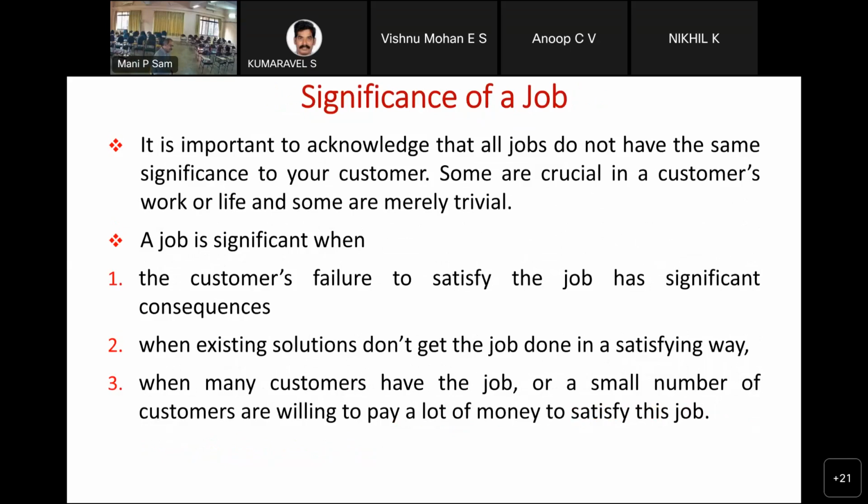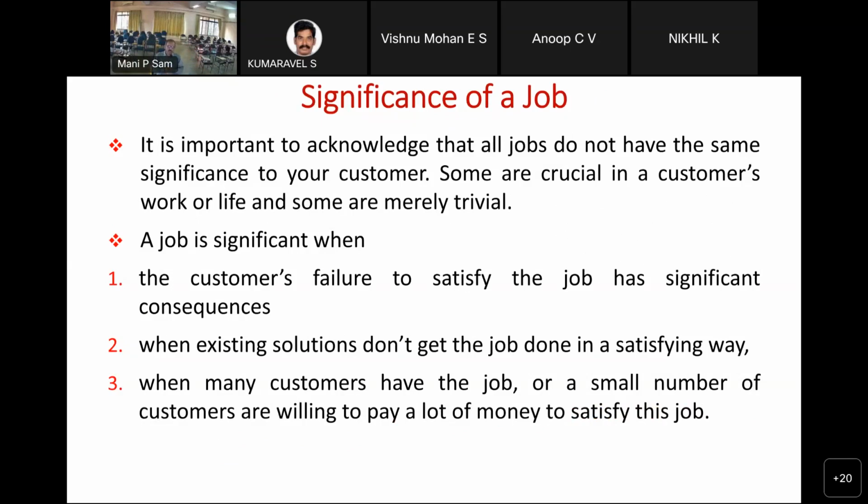And again, are all these jobs important or significant? After all, we are in business. So if you are in business, you really need to look at whether the job is significant. Is it crucial in a customer's work or his life, or a trivial thing for which he may not bother while taking a decision?